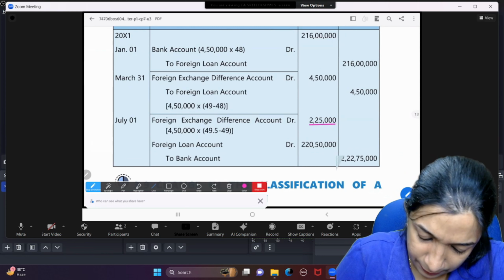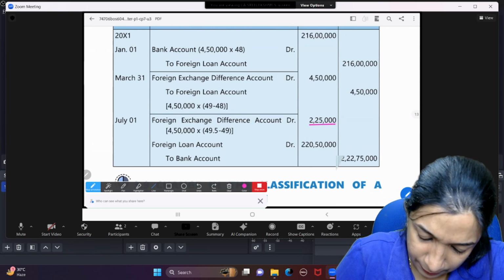Non-monetary items. Non-monetary items are divided into two. Non-monetary items recorded at historical cost. What do you mean by that? For PPE, you can follow the cost model, or for PPE you can follow the revaluation model. So if for PPE you are following the historical cost model, do not restate. Say for example, inventory.